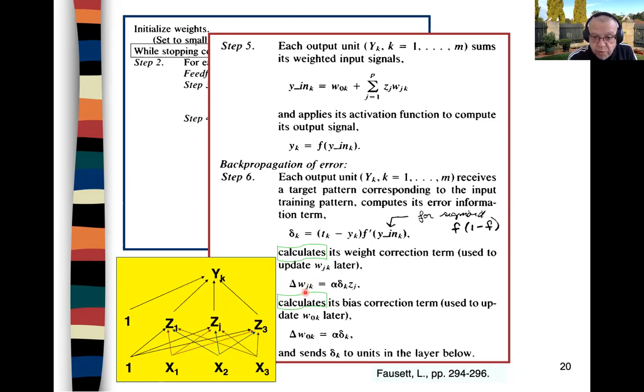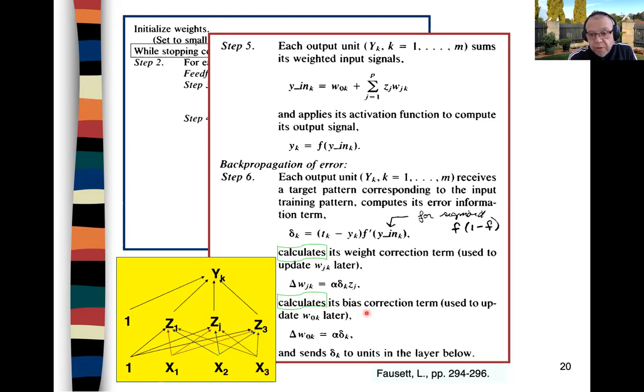So the delta WJK is equal to alpha, which is the learning rate, times this delta K, times ZJ. Because this is between node ZJ and then node YK. So it's between hidden node ZJ and then output node YK.